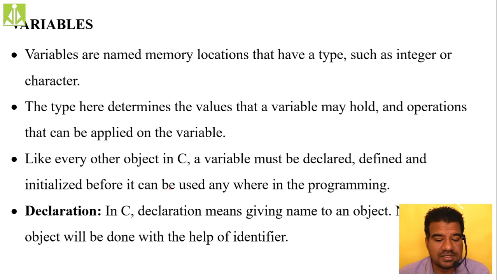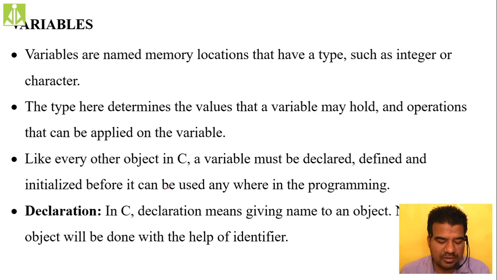Like every other object in C, a variable must be declared, defined, and initialized. These things are very, very important. Whatever object you are going to use in your C programming, it must be declared, defined, and initialized. Declaring means giving a name to an object. Definition means specifying the type, and initializing means allocating the value, giving the value, storing the value.